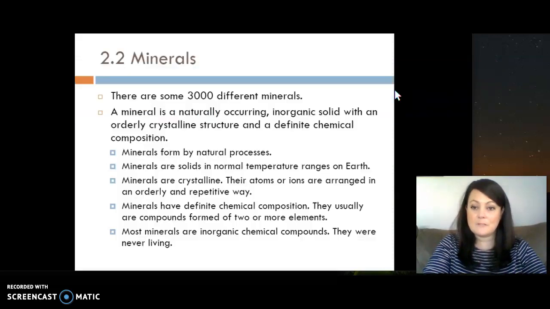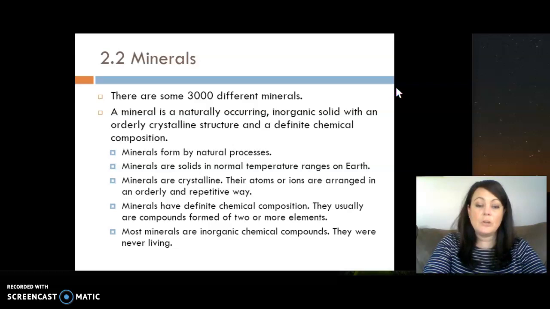2.2 Minerals. There are some 3,000 different minerals. A mineral is a naturally occurring inorganic solid with an orderly crystalline structure and a definite chemical composition. You're going to refer back to that many times, as that is the textbook definition of a mineral. Minerals form by natural processes. Minerals are solids in normal temperature ranges on Earth. They are crystalline. Their atoms or ions are arranged in an orderly and repetitive way.